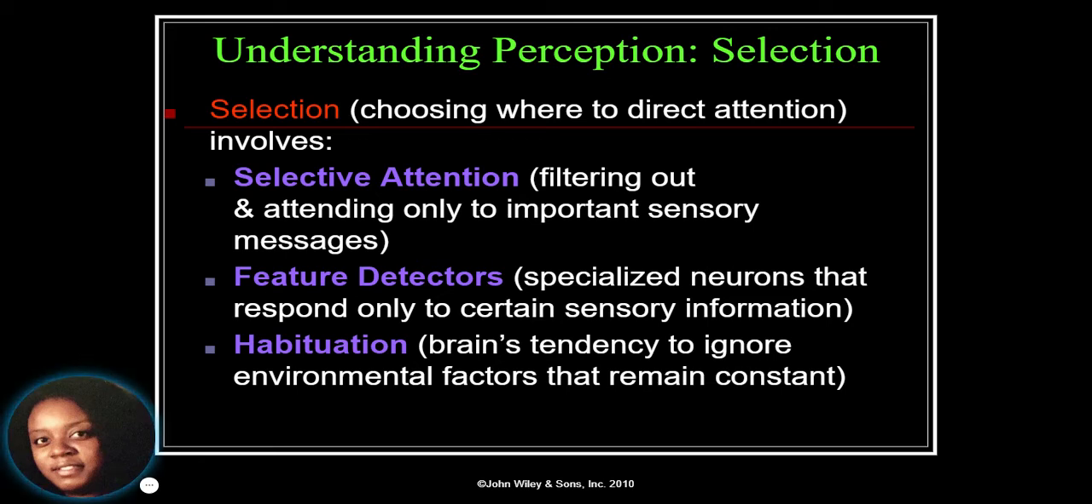So when it comes to selection, we are able to direct our attention to a certain place. Selective attention has to do with filtering out and only attending to important sensory information. You are able to have selective attention when you can watch your favorite television show even though people around you are talking. Feature detectors are specialized neurons in our brain that only respond to certain sensory information. Habituation is our brain's tendency to ignore environmental factors that remain constant. So anything in our environment that stays the same, we tend to ignore.